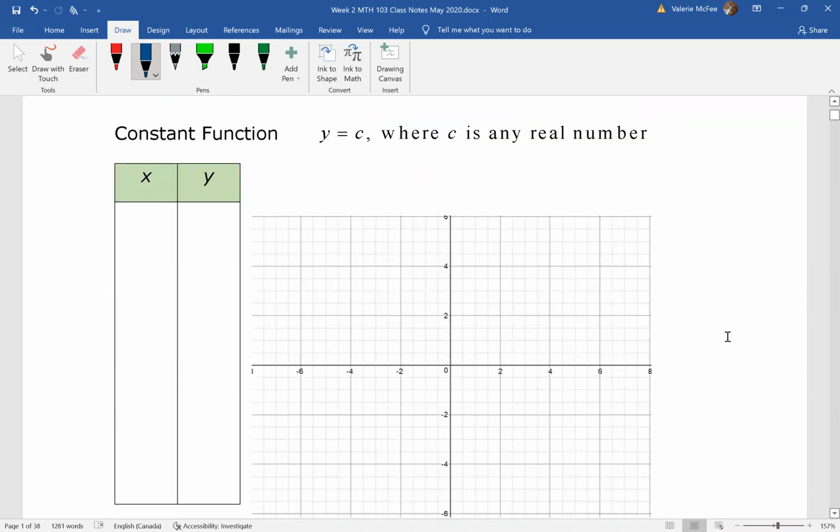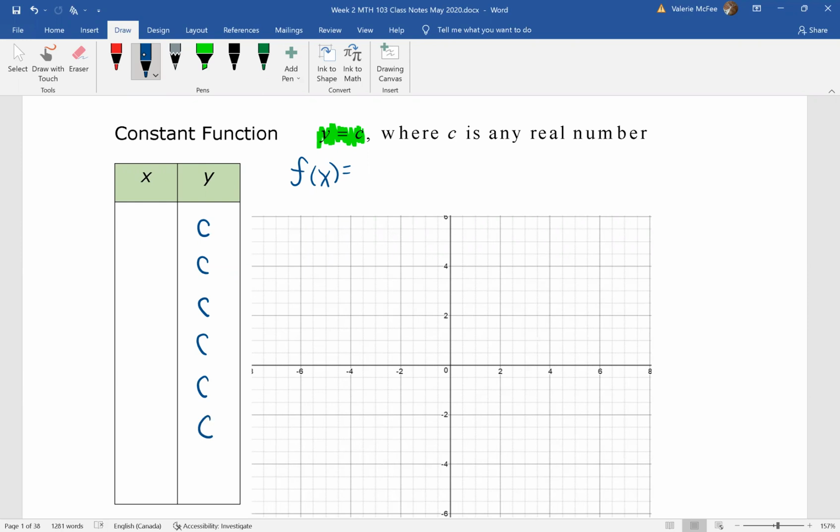We're going to start with the constant function. That can be written as the equation y equals c. All of the graphs we're looking at today are function graphs. So instead of y, we could be writing f of x equals. So this is a function where y equals c, where c is any real number.